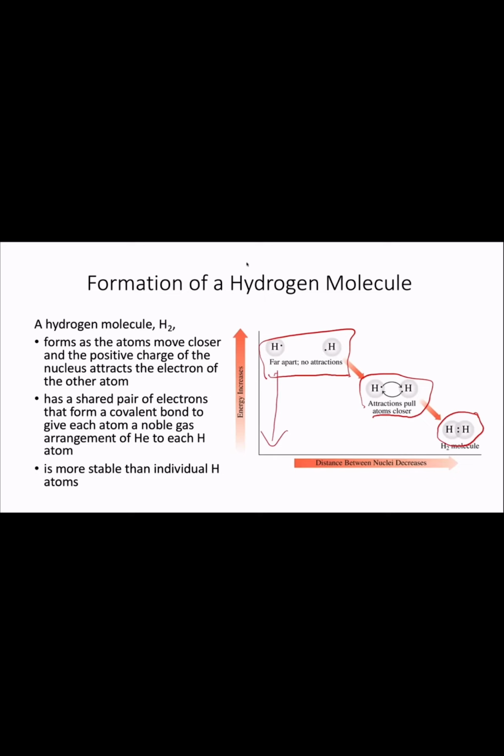The atoms move closer, the positive charge of the nucleus attracts the electrons of the other one, and they have a shared pair of electrons to form a covalent bond. Each has a noble gas configuration, an arrangement similar to helium. It's more stable than an individual atom. That is why it's so important: you lower the energy, so that increases its stability. Stability is a lot greater when you exist on a diatomic level instead of as two separate hydrogens, which would be a lot higher in energy.